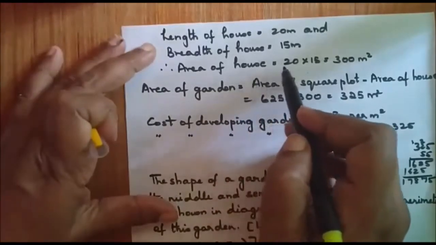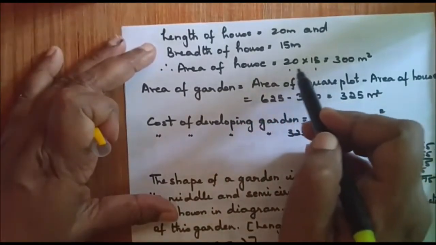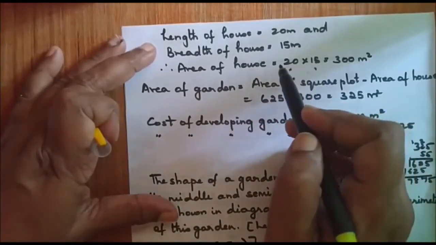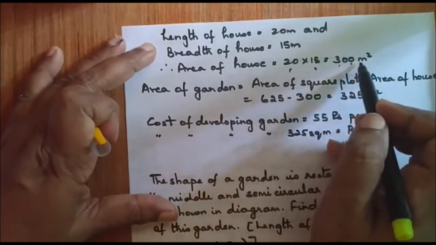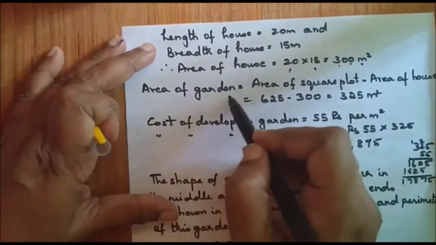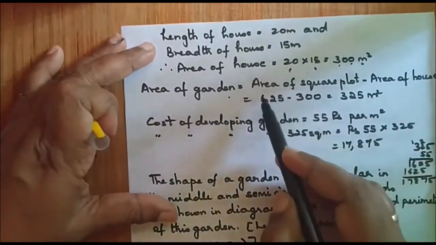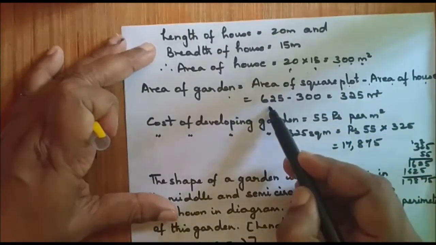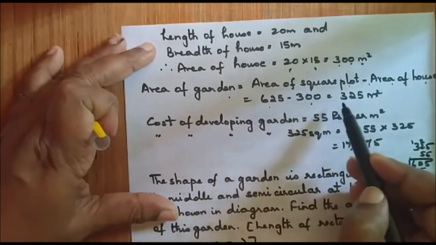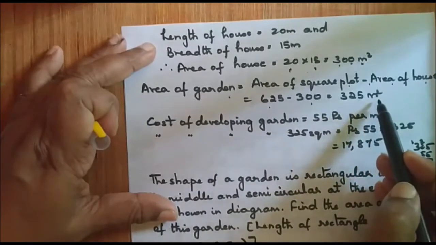Therefore, the area of the house is equal to length into breadth. It is a rectangle, isn't it? So 20 into 15, which equals 300 meters squared. Therefore, what is the area of the garden? Area of the square plot minus area of the house. So 625 minus 300 is 325 meters squared.